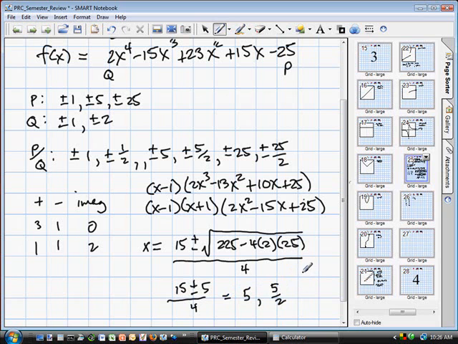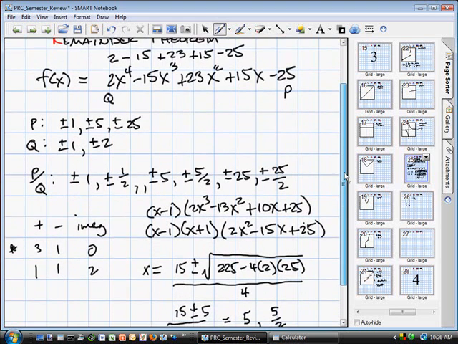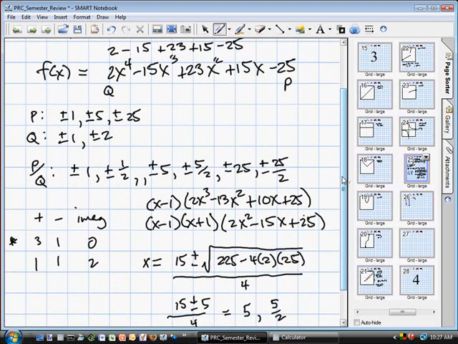Okay, so real quickly, what did I find are the answers? They're hidden here: 1, -1, 5, and 5 halves. So this is the scenario we wound up with: 3 positives, 1 negative, no imaginaries. And we did it. We found the zeros of this thing. One of the most important tools in that bunch is the remainder theorem.